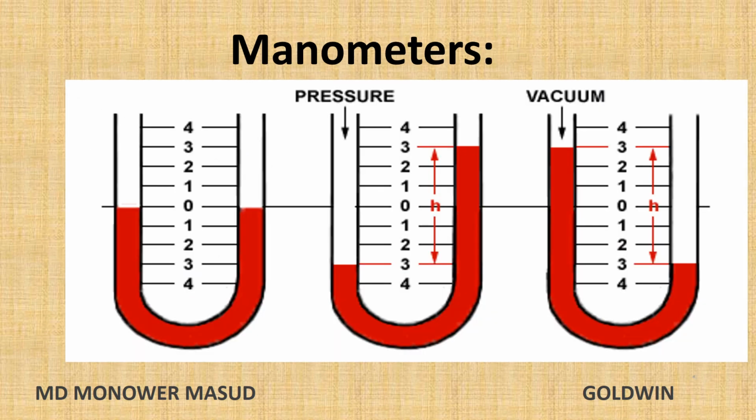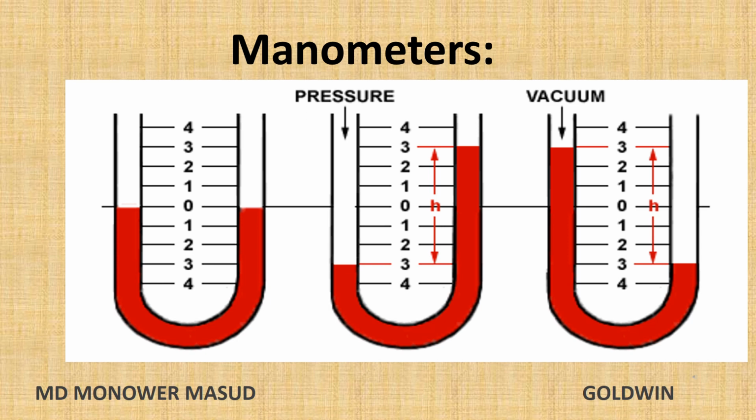Manometers. Working principle. A manometer measures pressure by balancing the pressure of a fluid column against the pressure of the system being measured. There are various types of manometers, including U-tube, inclined tube, and well-type manometers. In a U-tube manometer, for instance, the pressure difference between the system and a reference is indicated by the difference in fluid levels in the two legs of the U-shaped tube.